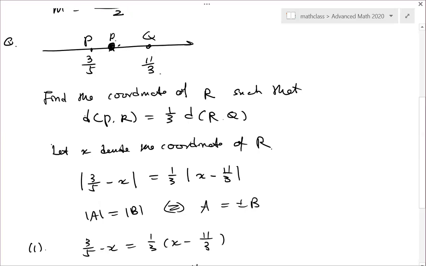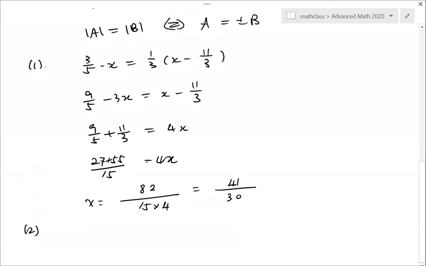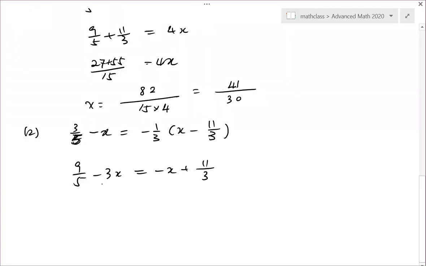The distance between P and R is 1/3 of the distance between R and Q. You assumed that R is between P and Q, but R is not necessarily between P and Q. The second case shows that. It's minus 1/3 of x minus 11 over 3. Let's see what we can get. Similarly, multiply both sides by 3, then have negative x plus 11 over 3. I move 3x to the right, and here 9 over 5 minus 11 over 3 is going to be 3x.